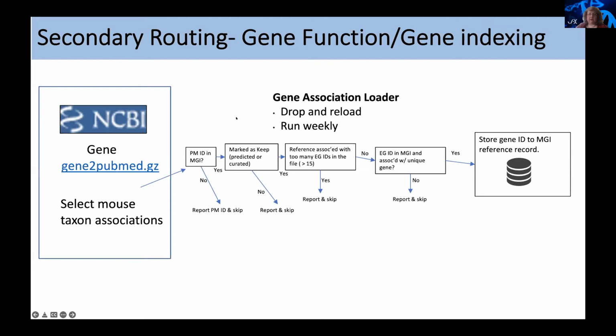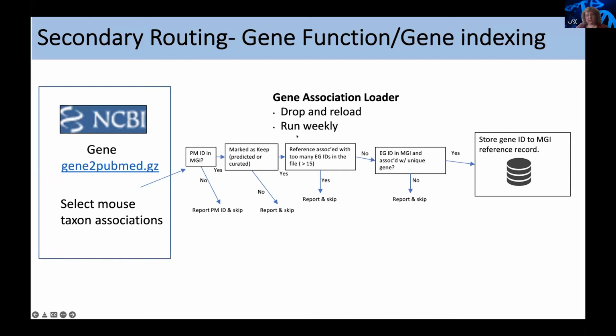Another part of the secondary routing for GO in the gene function group involves gene indexing. For each one of these papers, we actually go to NCBI and collect information out of the gene to PubMed file that they produce on their website or in their downloads. Out of this, we select mouse taxon gene associations to papers, and then we load those into MGI and associate those with the papers.